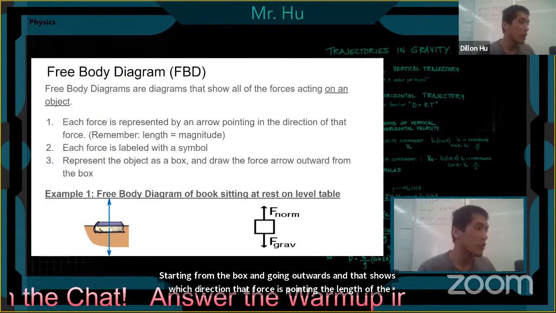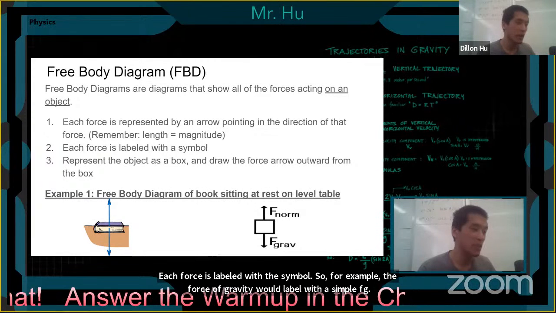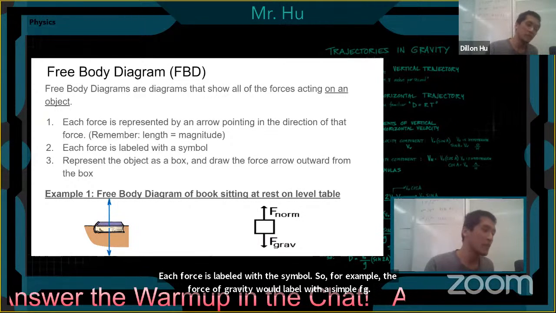So in this example, we have a free body diagram of this book. The free body diagram looks like there's a box and 2 arrows coming out of it, the normal force and the force of gravity.